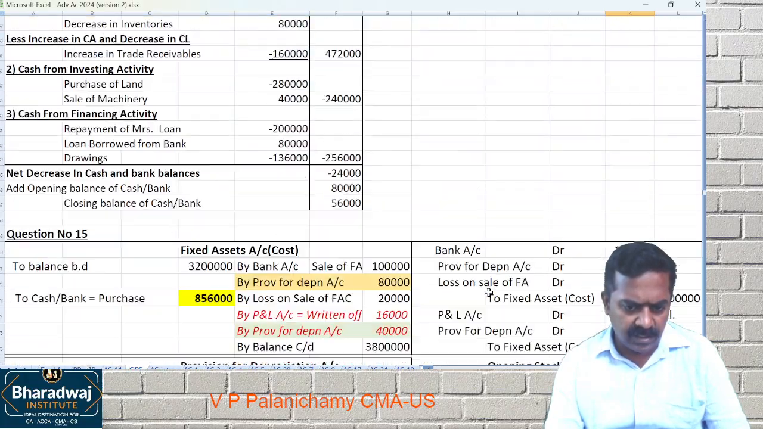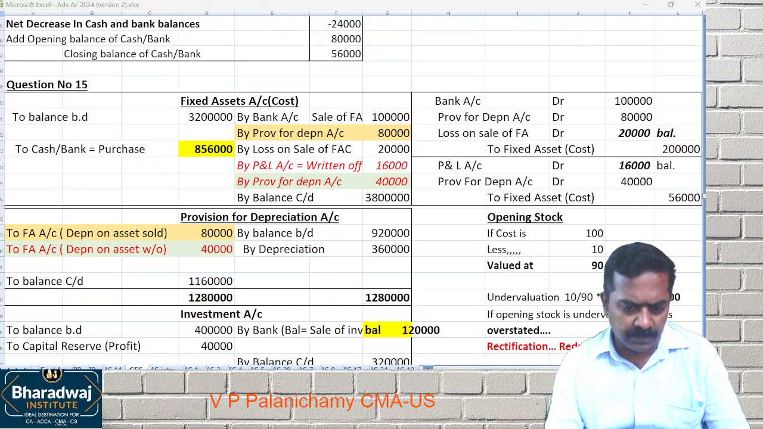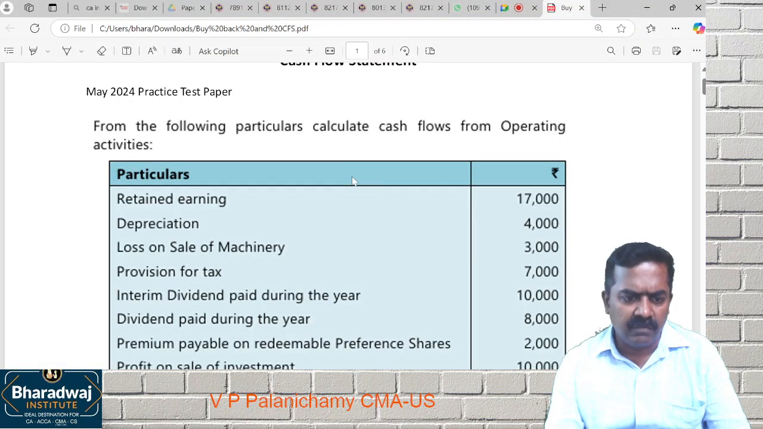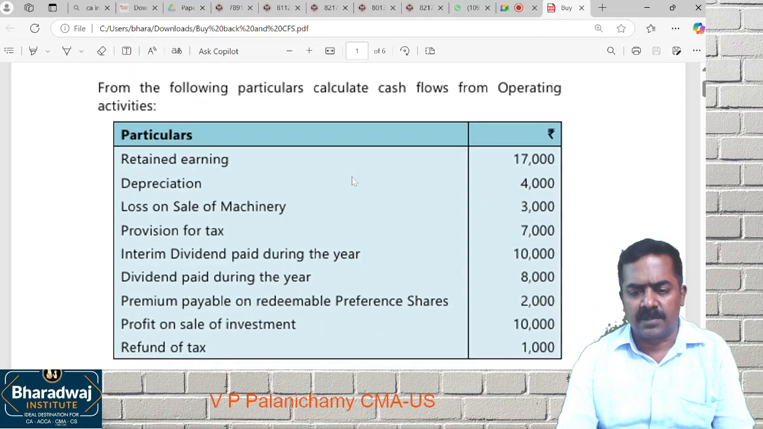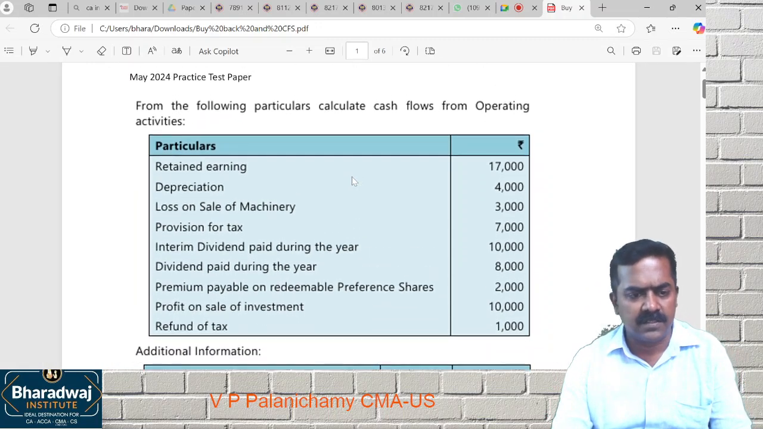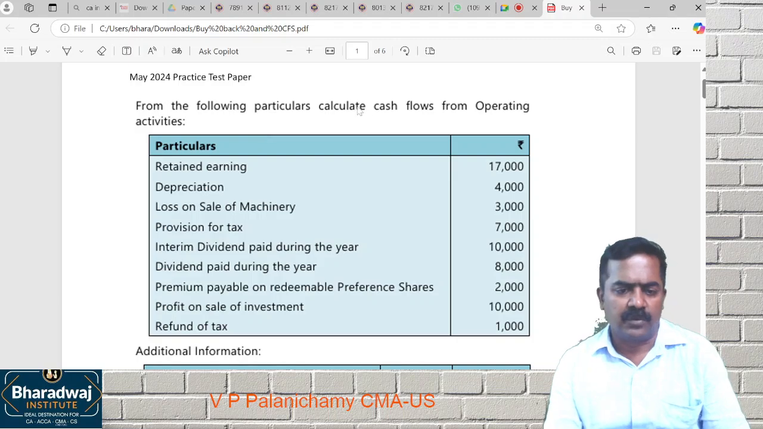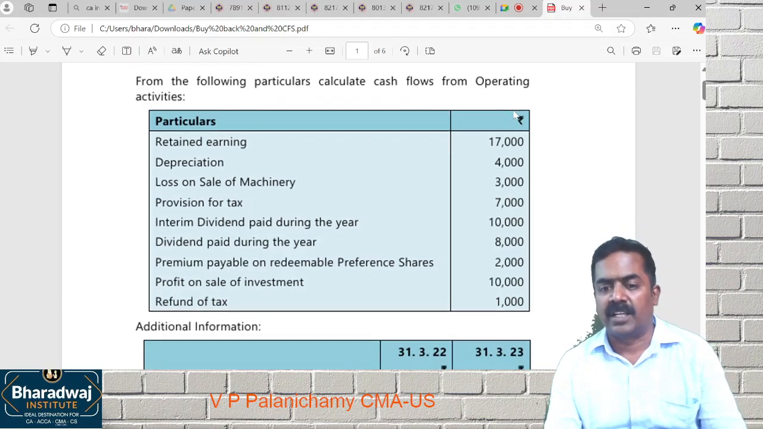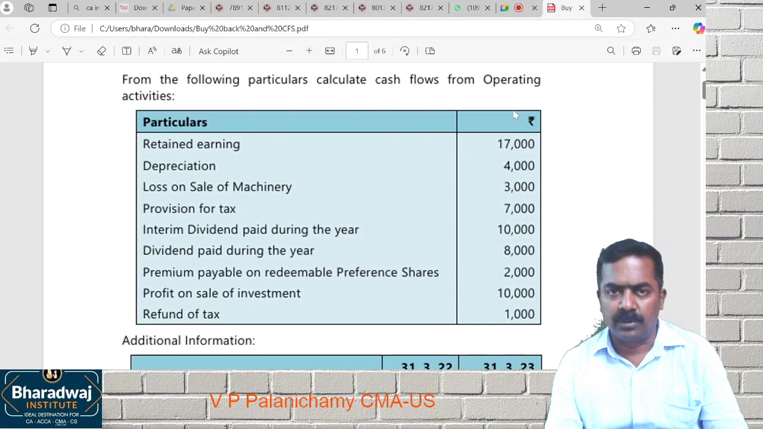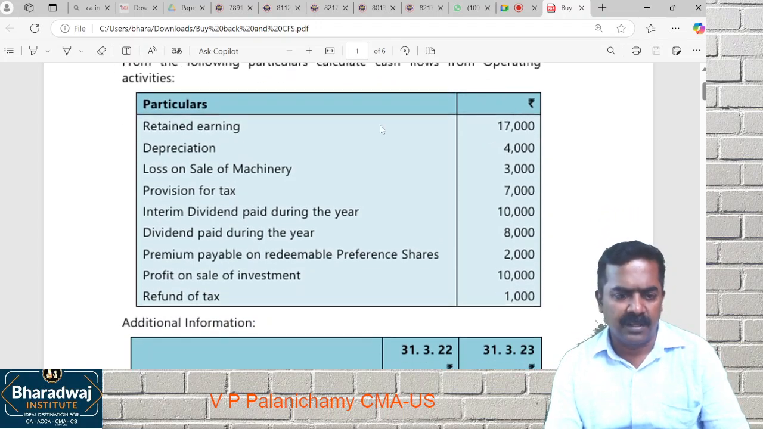Then these are certain special points that you have got to note. Next, we will proceed to the model test papers and the past exam question answers. Look at this. This is a supplement to whatever we have done in the regular class. From the following particulars, calculate cash from which activity? It's a May 2024 practice test paper question.